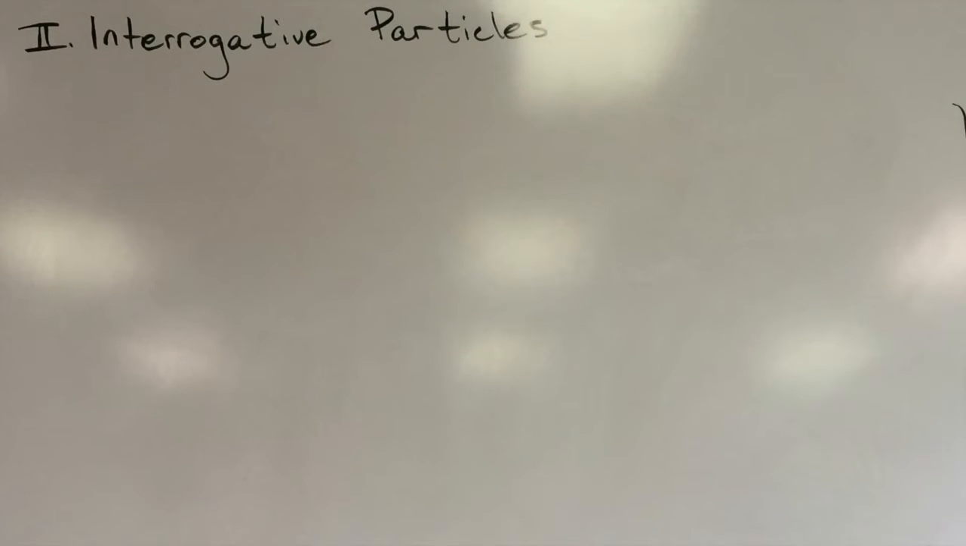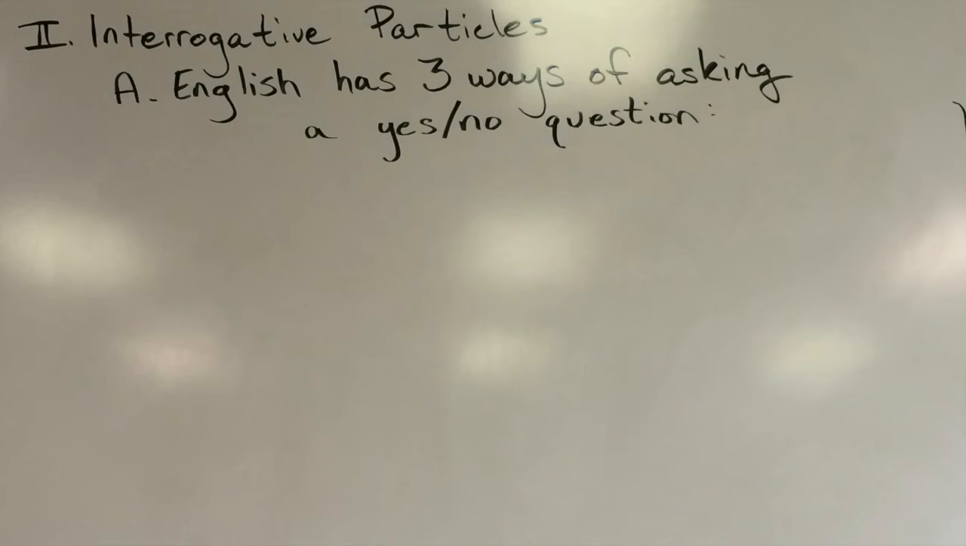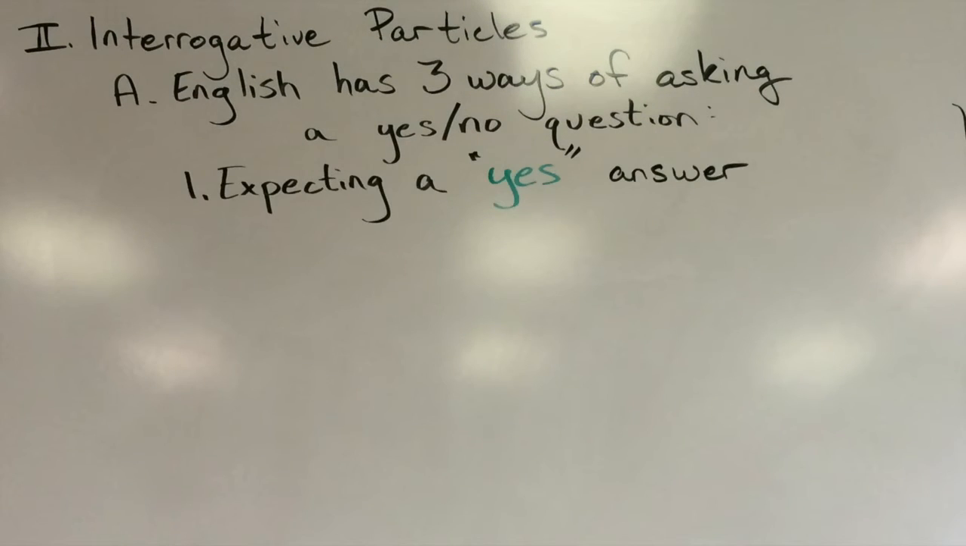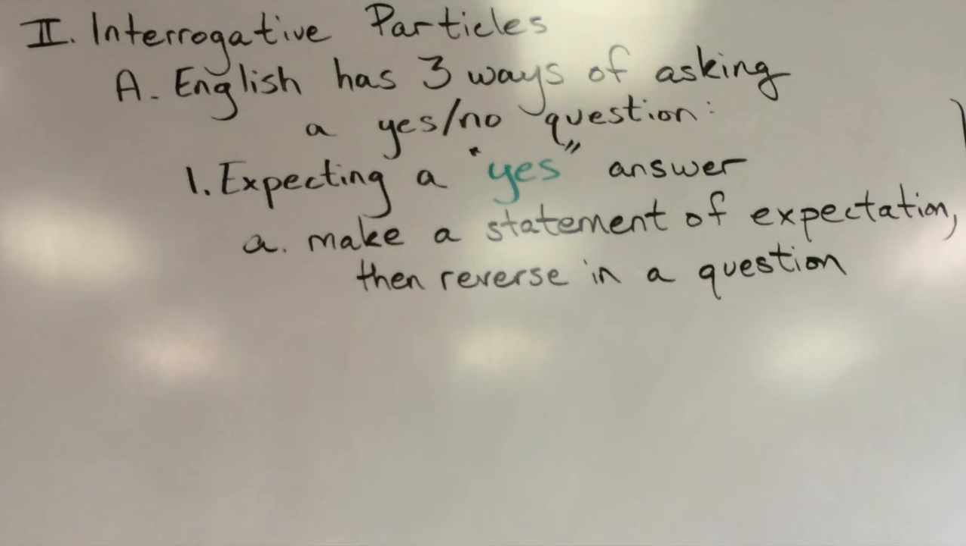That is an honest question, but there are also ways in English to ask a yes-no question while making clear what the expectation of the answer is. There are three ways to do this. The first way is that if we are expecting a yes answer, we can make a statement of the expectation and then reverse it in a question.